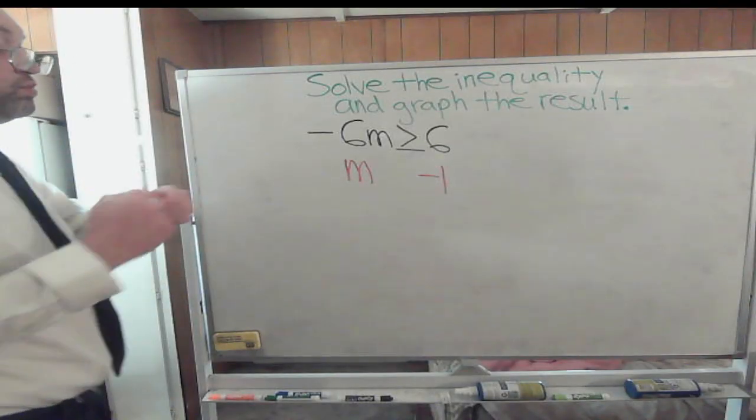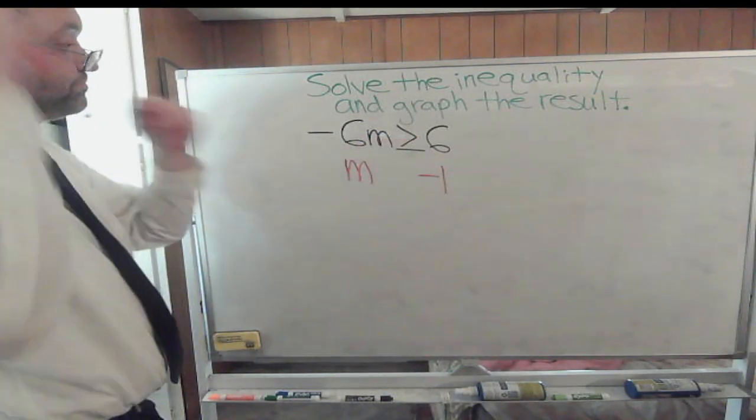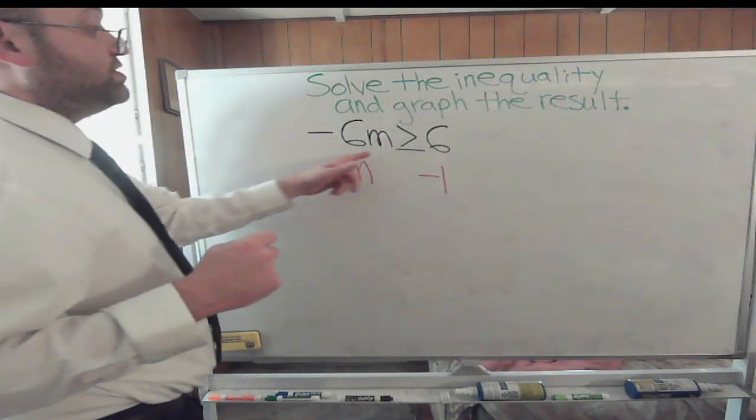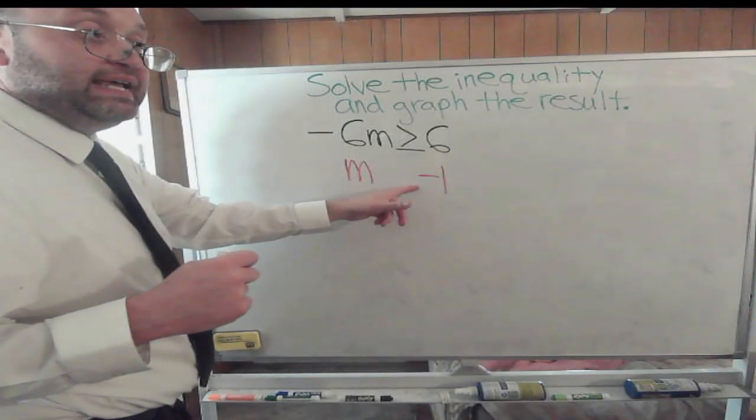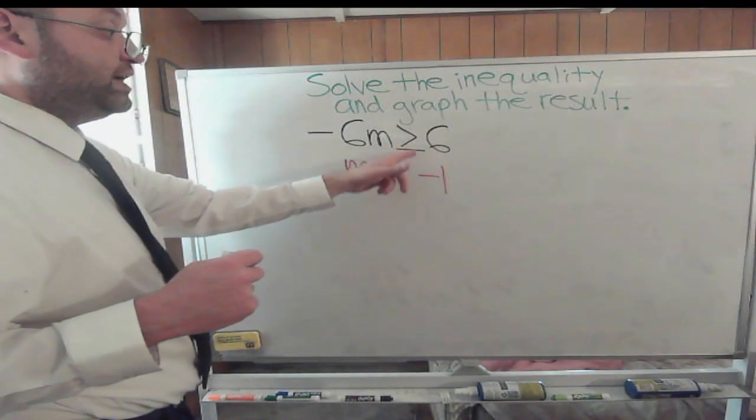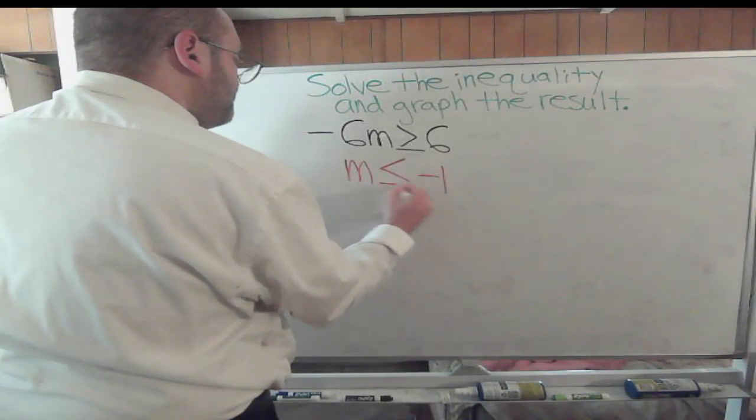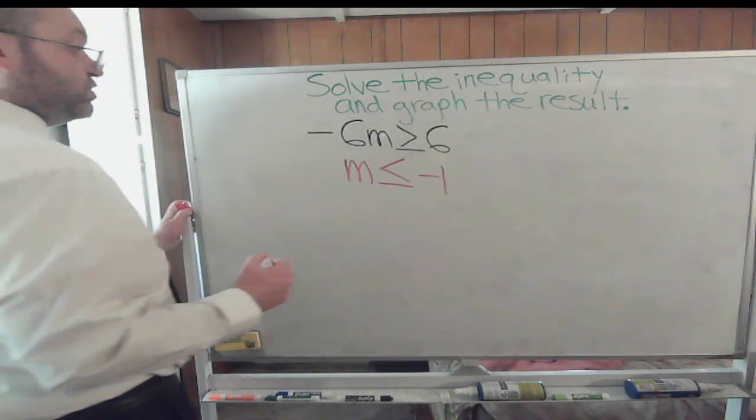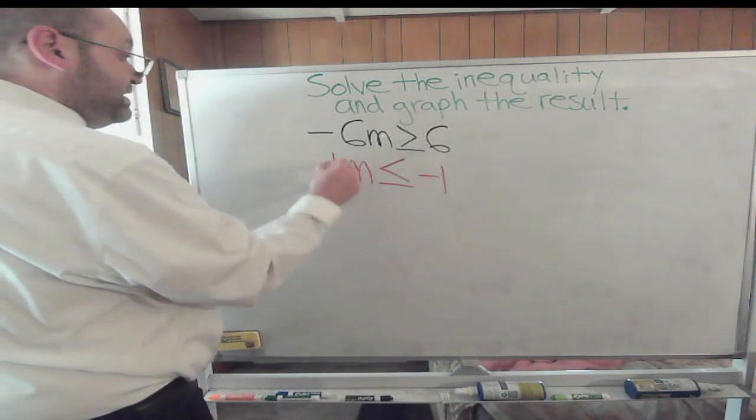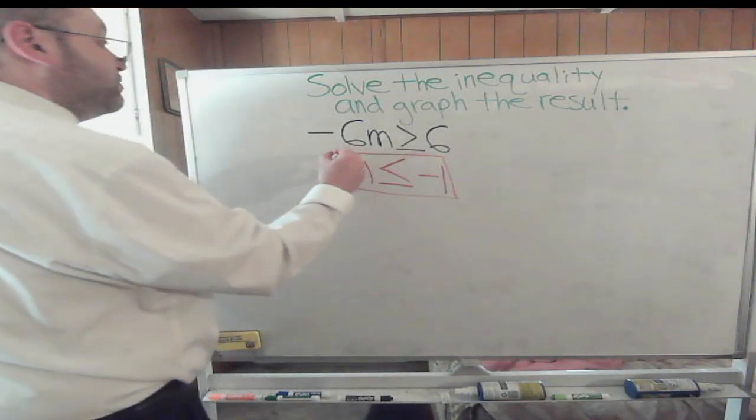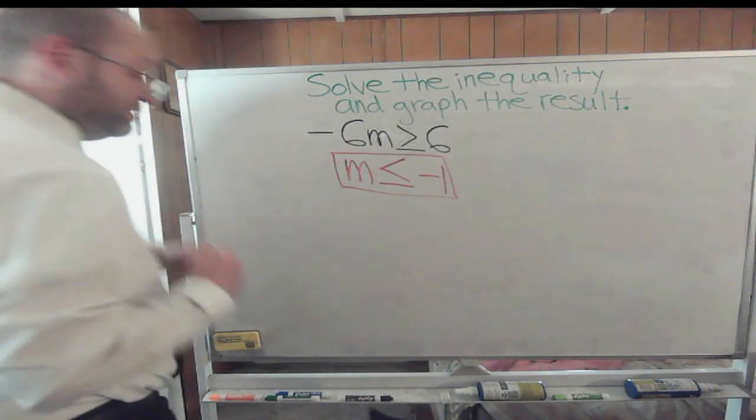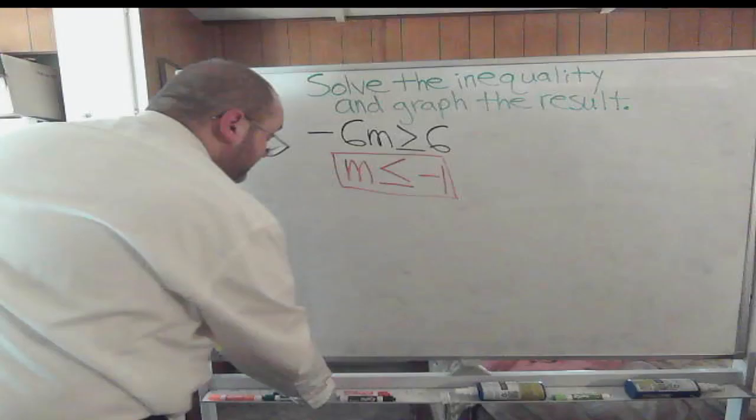But just like you would if it were greater than, since you divided both sides by a negative number, it's going to flip that greater than or equal to sign into a less than or equal to sign. So what you're actually going to get is that m is less than or equal to negative 1. That would be your answer. Then we got to graph it.